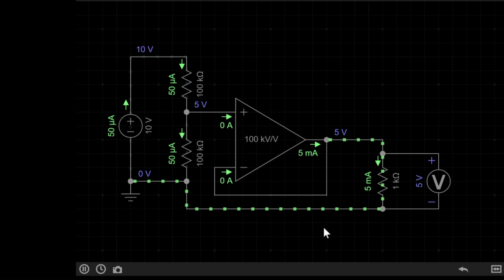Overall, op-amps are one of the most quintessential electronic circuit building blocks out there, and a voltage follower, whilst not the most popular op-amp configuration, is a great tool to have in your toolbox.